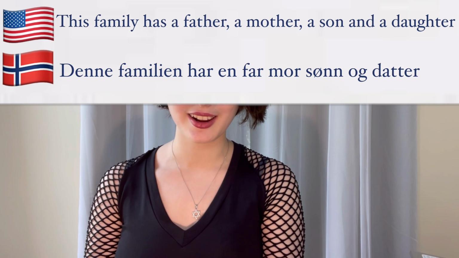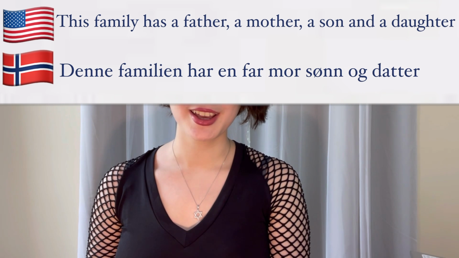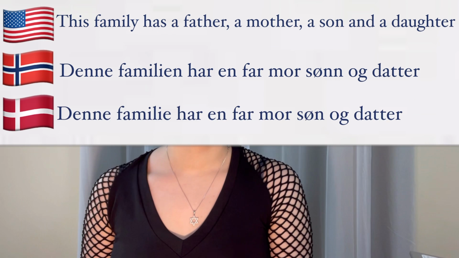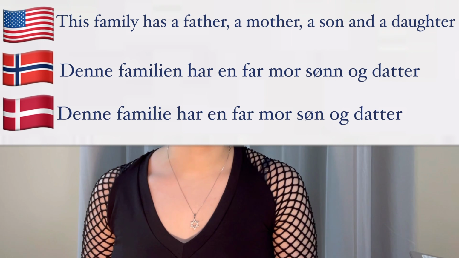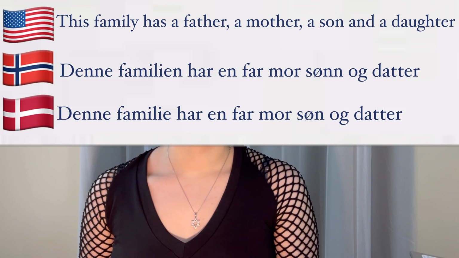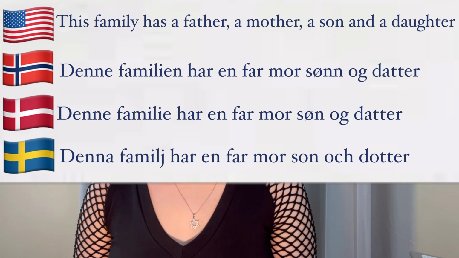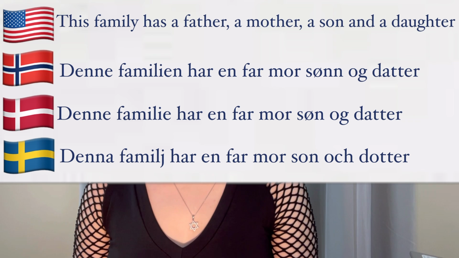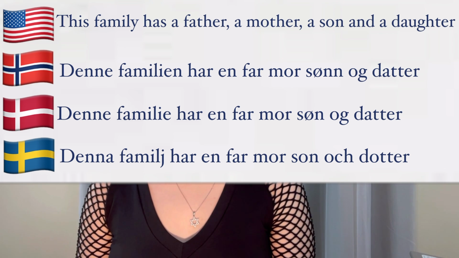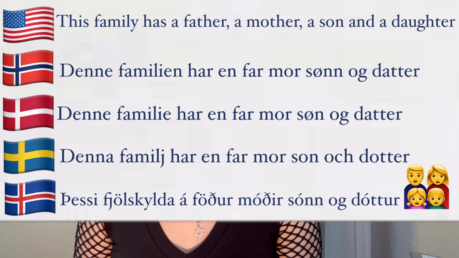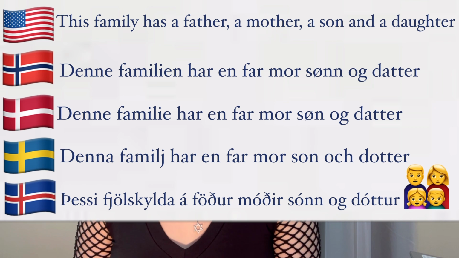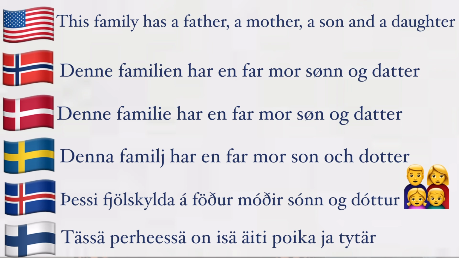This family has a father, a mother, a son, and a daughter. Denne familien har en far, mor, sønn og en datter. Denne familie har en far, mor, søn og datter. Den här familjen har en far, mor, son och en dotter. Þessi fjölskylda á föður, móður, son og dóttur. Tässä perheessä on isä, äiti, poika ja tytär.